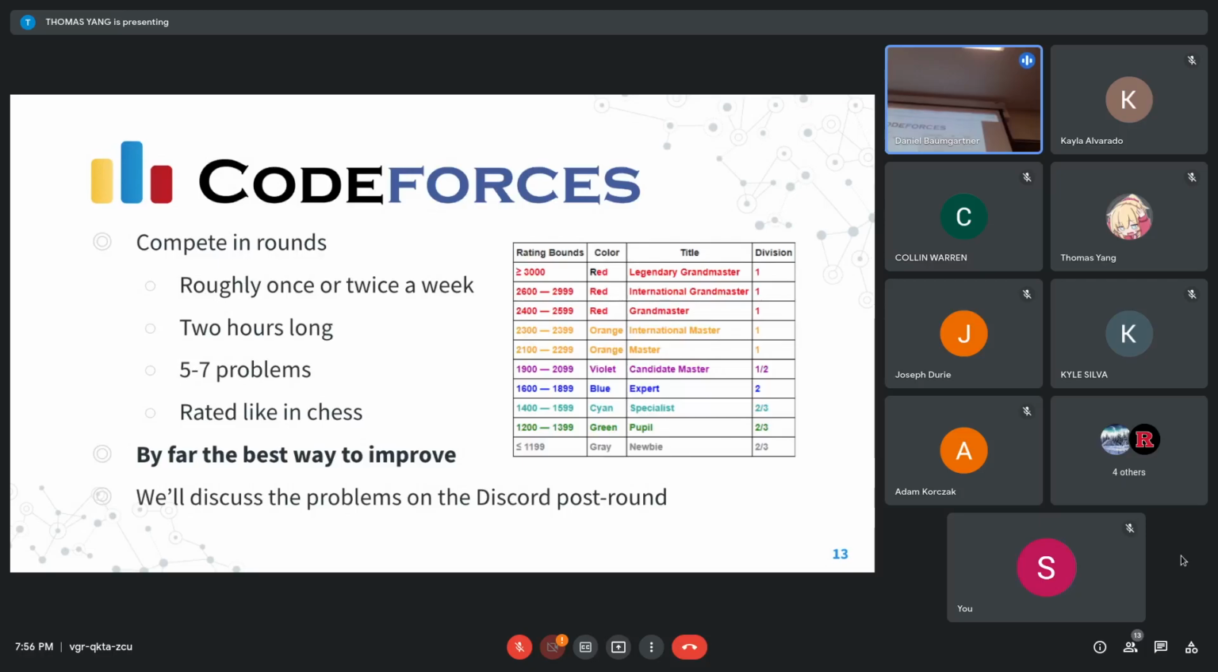Finally, we discuss problems generally in our Discord server. After the round, there's a whole channel devoted to it, and it's a good way to interact with everyone. On the side, there's a table of what the rating system looks like. There are colors and everything. It's kind of like chess. That's the best way to think about it.